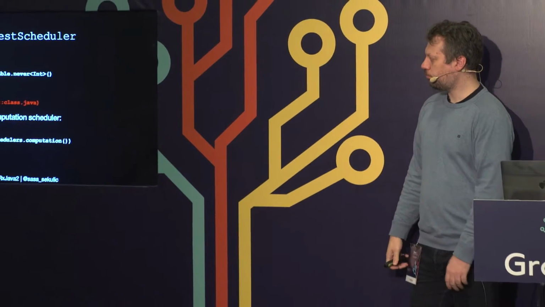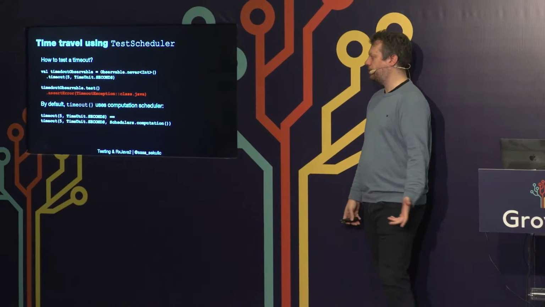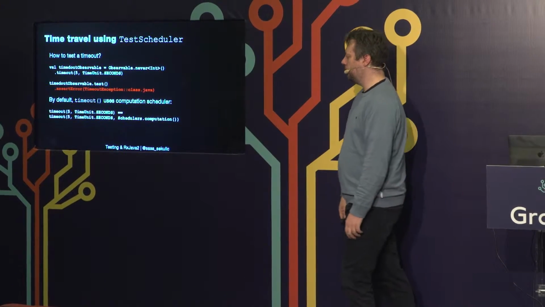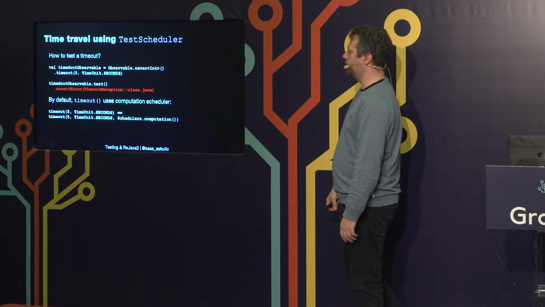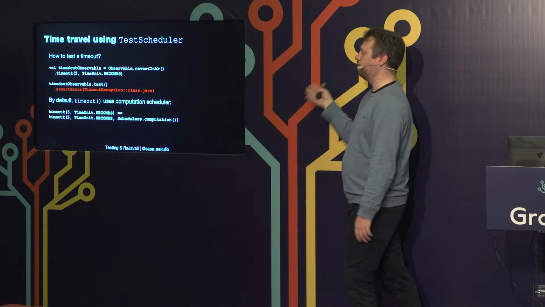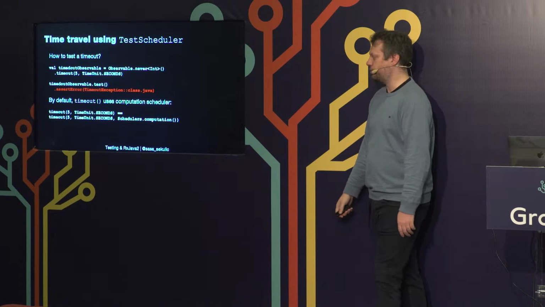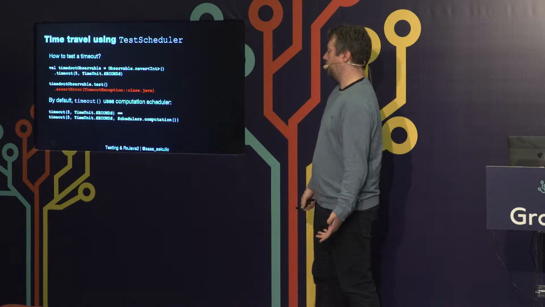So the thing is, how would you then test the timeout, right? If you have an observable never or something, and you put a timeout on 5 seconds, and you say I'm going to receive a timeout exception, obviously that's not going to happen, right?